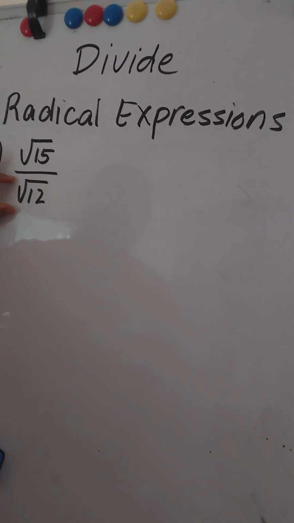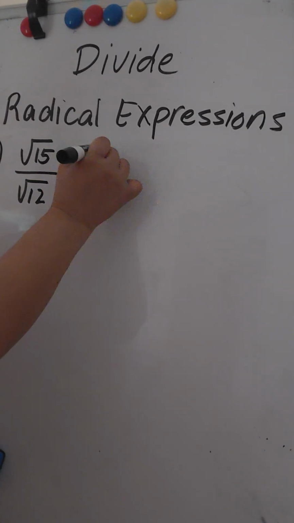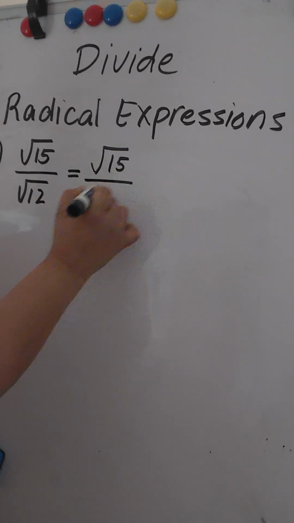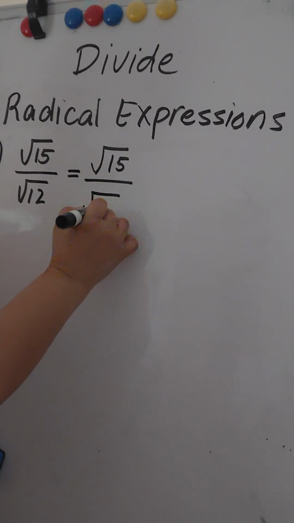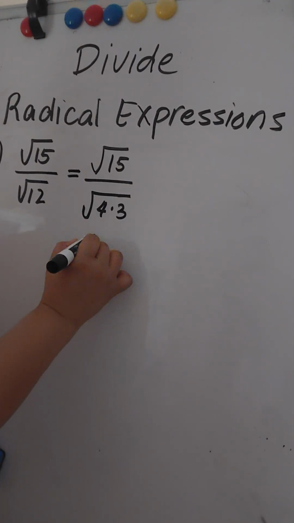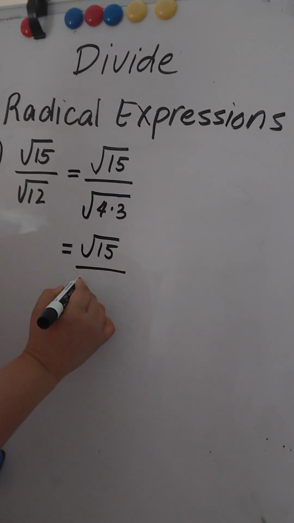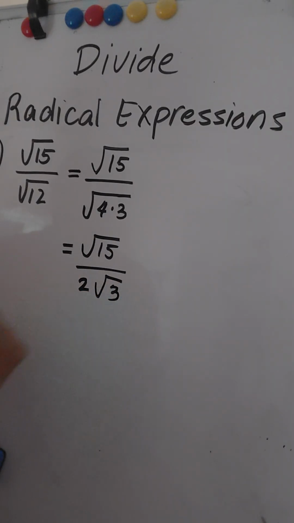Okay? What about our denominator, square root of 12? Now, let's find if one of the factors is a perfect square. There is. That's 4 times 3, where 4 is a perfect square. So we're going to do it this way. We have square root of 15 over square root of 4 times 3. The square root of 4 is put outside the radical sign since it is a perfect square. So 2 square root of 3.